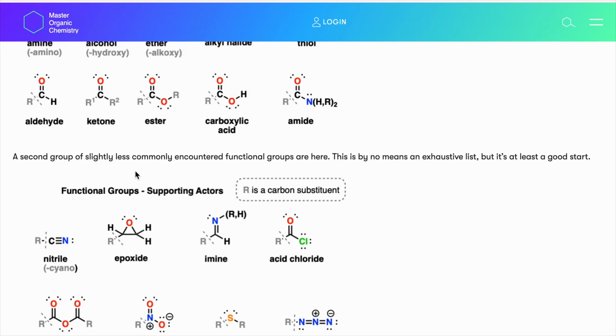The second group of slightly less commonly encountered functional groups are here. By no means is it a complete list, but it's a good start. Alcohols, ethers, amines, alkyl halides. We have already studied this previously. Let's move to another point.